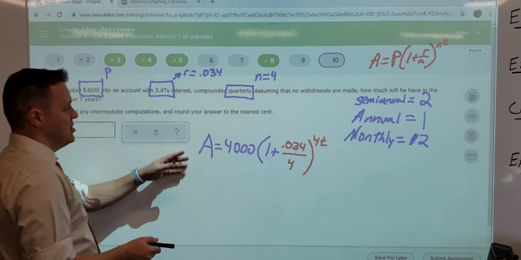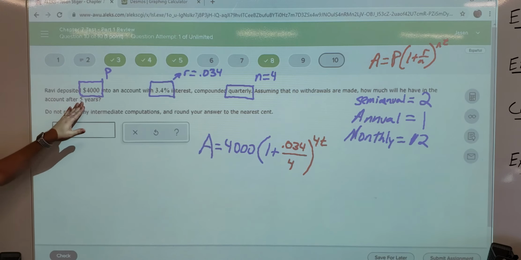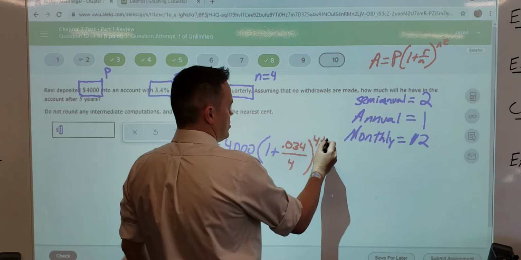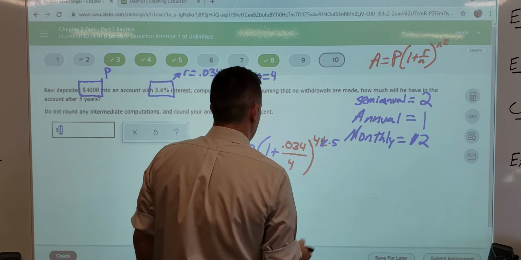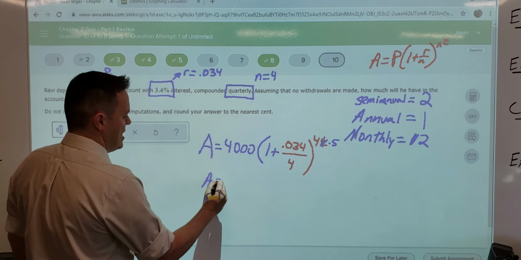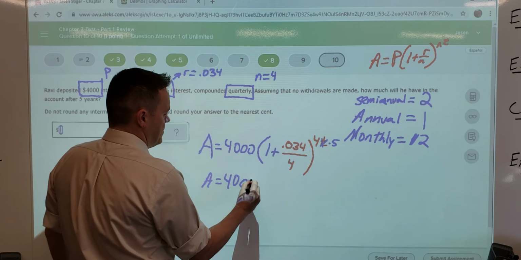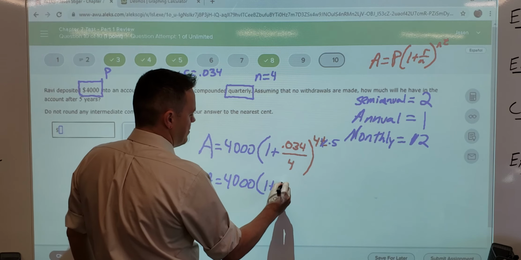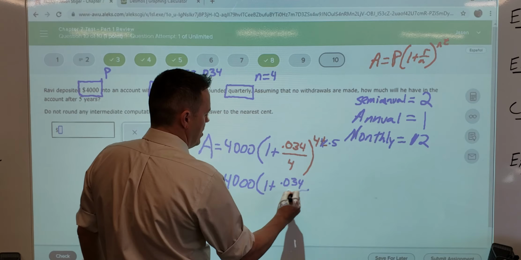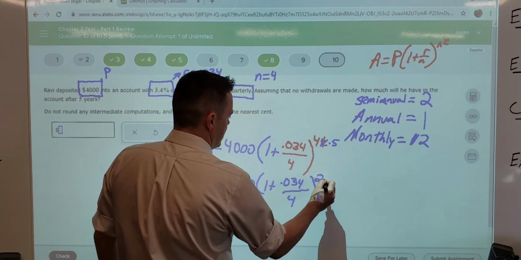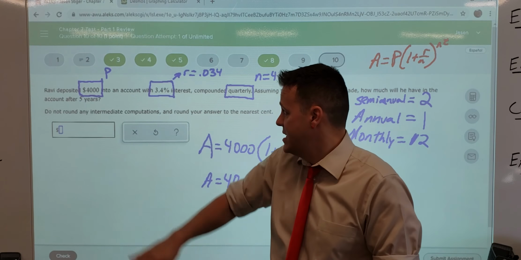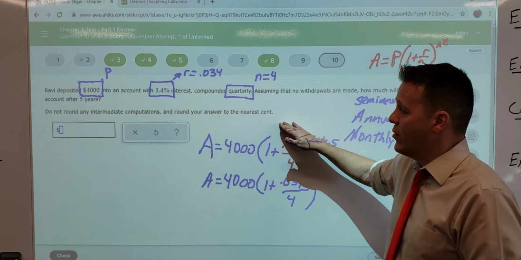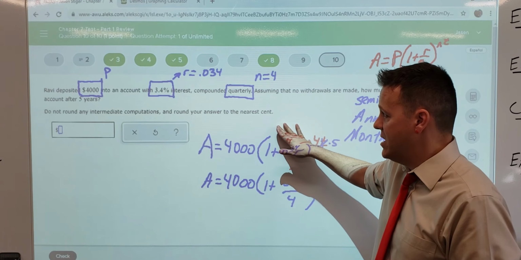In the calculator, you want to make sure you enter it out. And then instead of entering T for here, it would be 5. So I would scratch out the T and put times 5 or 20. Okay, so I could rewrite this as A equals 4,000, 1 plus 0.034 over 4, to the 20. Now, what I will do is make sure you guys put this in, and it says do not round it, and put it to the nearest cent.